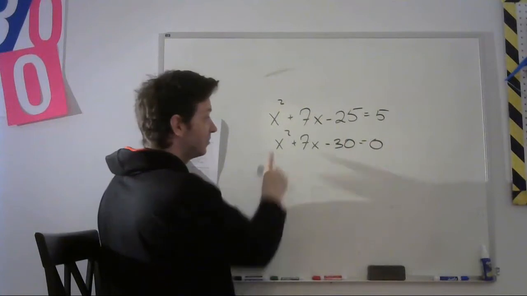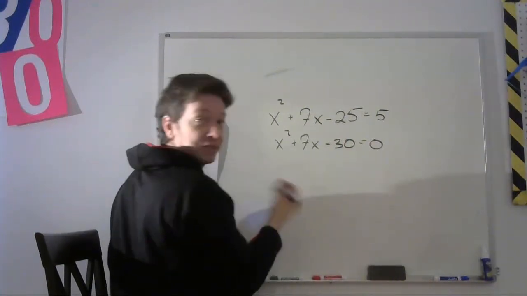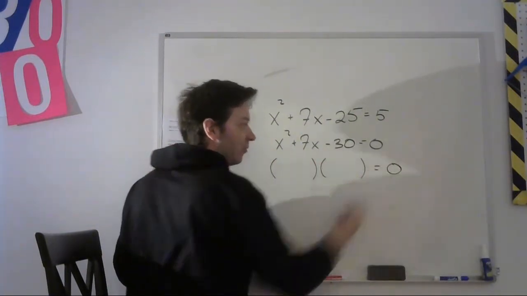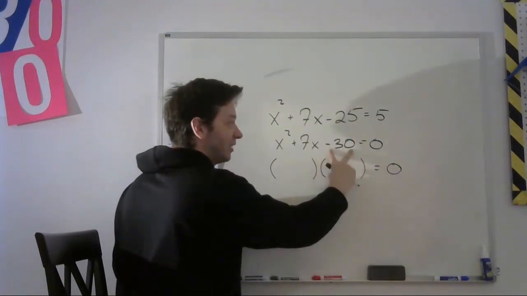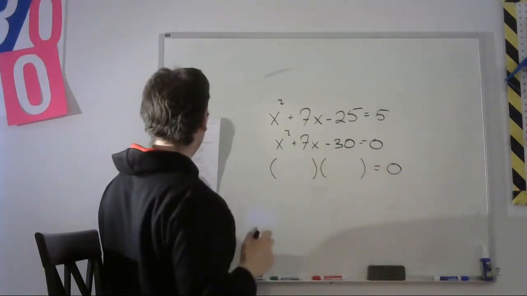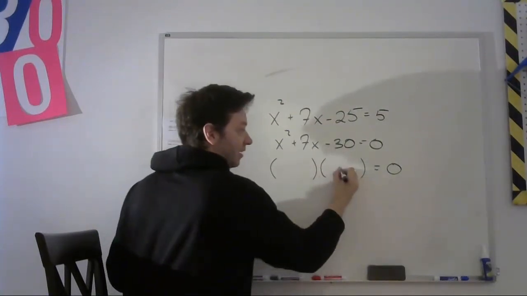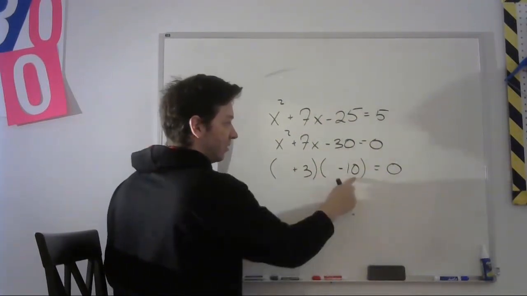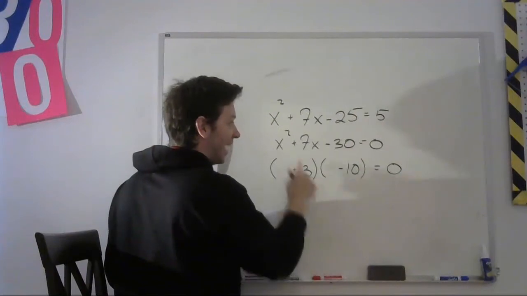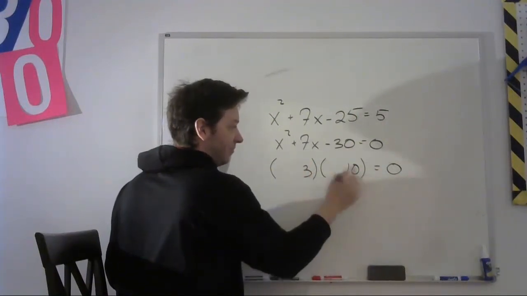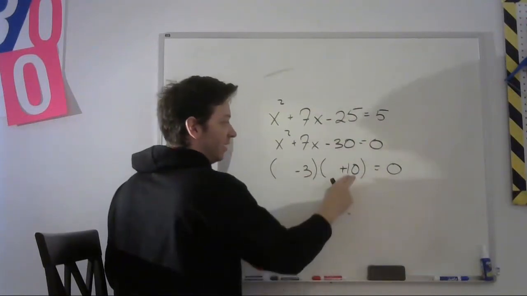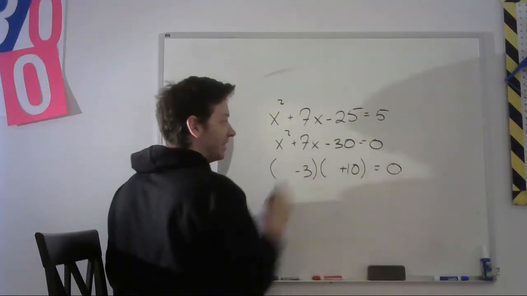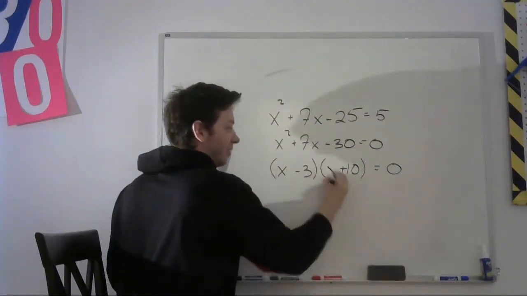Now we can factor. This is a simple trinomial because our a term is 1, so we don't need to use decomposition. All we need to do is ask ourselves, what two numbers multiply to give you minus 30 and add to give you positive 7? Okay, so if you had negative 10 and positive 3, those give you minus 30, but they add to give you negative 7. So let's try the opposite, positive 10 and negative 3. Again, they multiply to give you negative 30, but this time you have 10 minus 3, they add to give you plus 7. So we put our x's there.